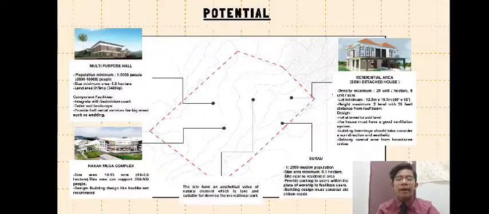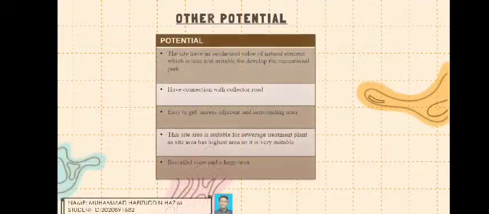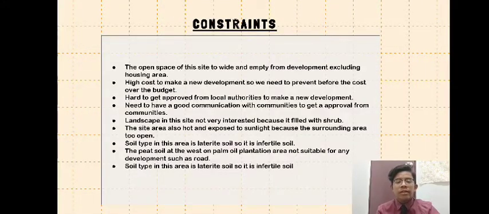Our group found the potential and constraint from this analysis. The potential of the study area suits development such as a residential area, surau, rakan muda complex, and multi-purpose hall. These are other potentials in the study area. For the constraint, we have found 9 things that may be obstacles to the development in this area.